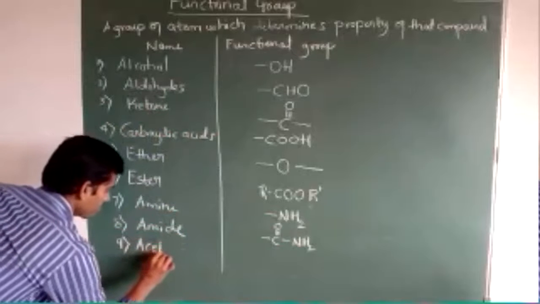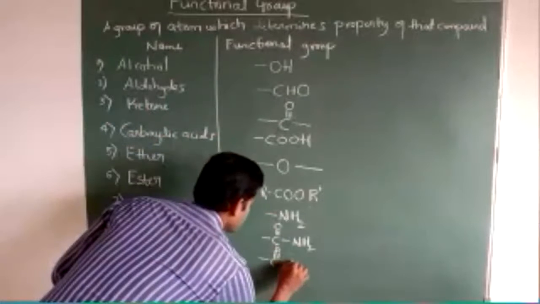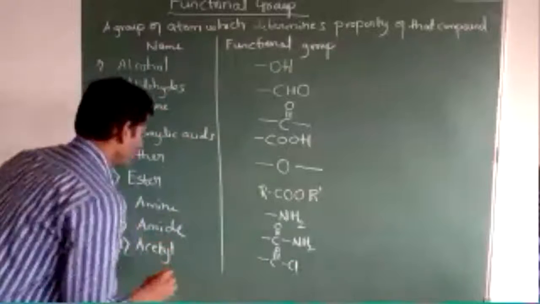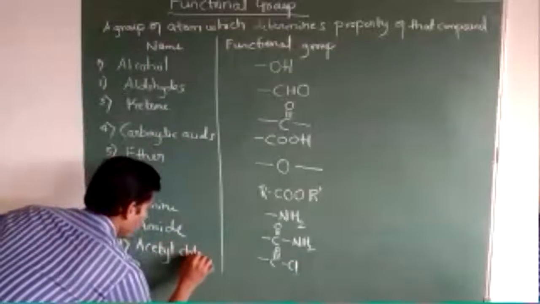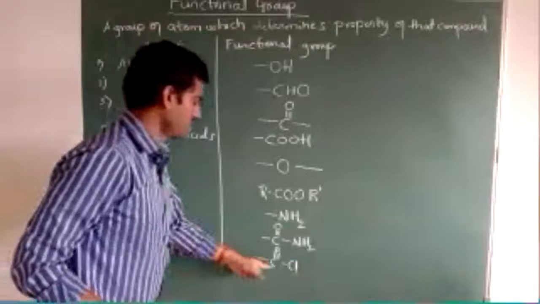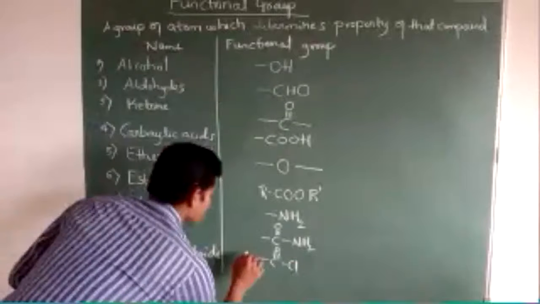Acetyl. Acetyl functional group will be COCl. Okay, COCl, acetyl chloride. Acetyl chloride. So that is COCl. Otherwise we can write it as CH3COCl.